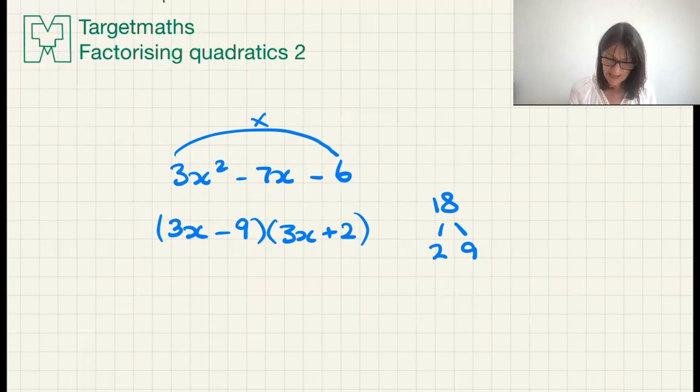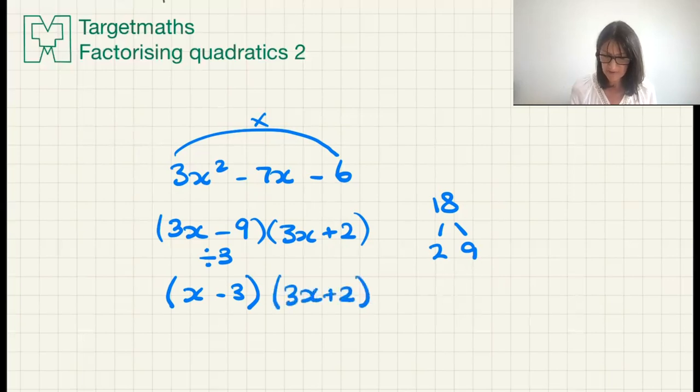Now I look for my cancelled bracket, which is this one here. They're both in the 3 times table. 3 into 3 goes 1. 3 into 9 goes 3. And then look at this one. There's nothing I can do, so just rewrite that one down. And we're done.